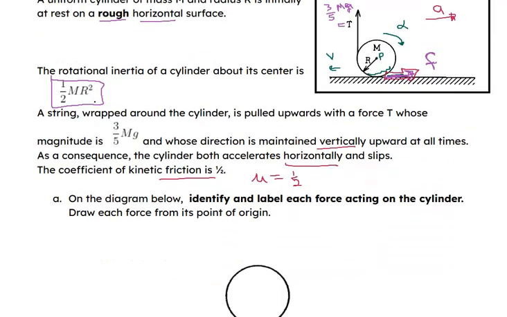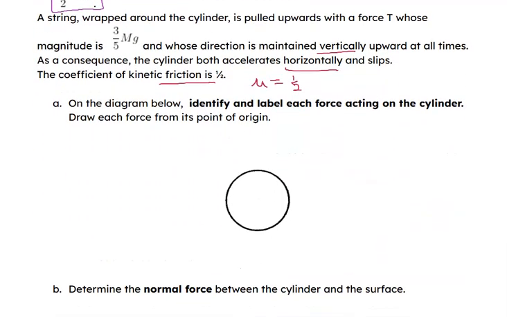Okay, question A. On the diagram below, identify and label each force acting on the cylinder. Draw each force from its point of origin. Whenever you see that, from its point of origin, that is a hint that you're going to be needing torque. Because if you're not doing torque, then it doesn't really matter where the force is. But if you are doing torque, where the force is acting determines your lever arm r. So that is a big fat hint. All right, so let's go through. We must never forget this.